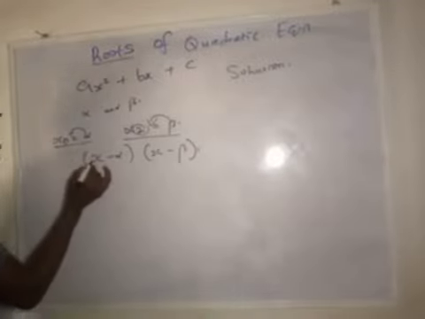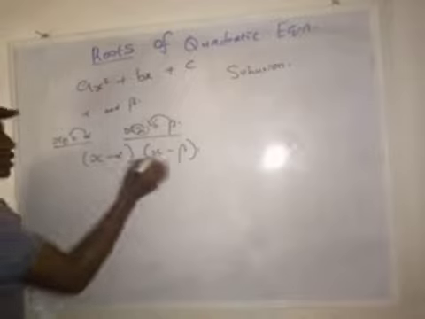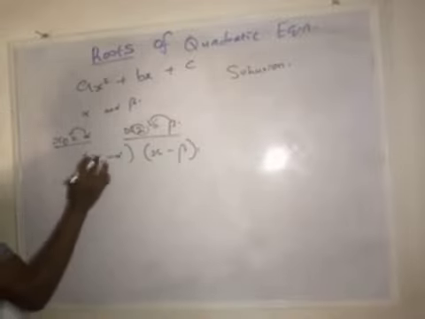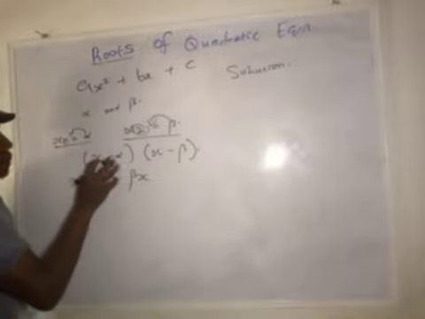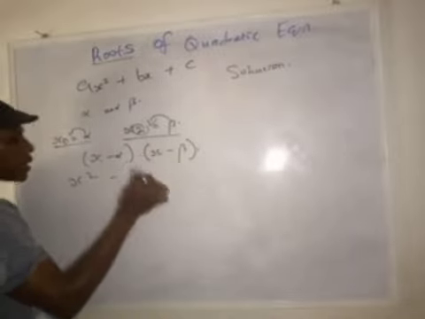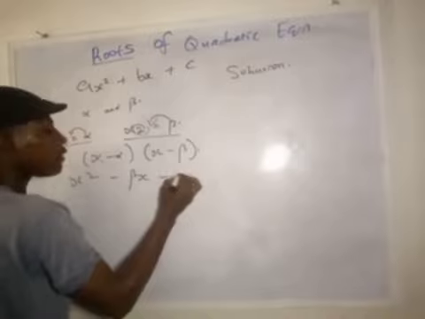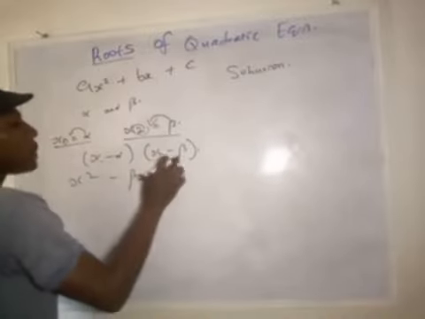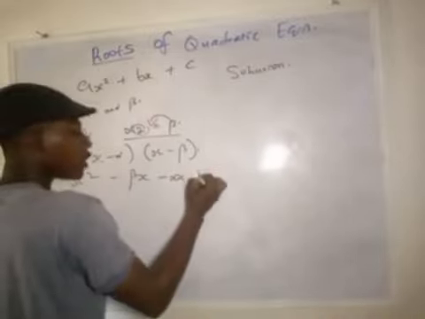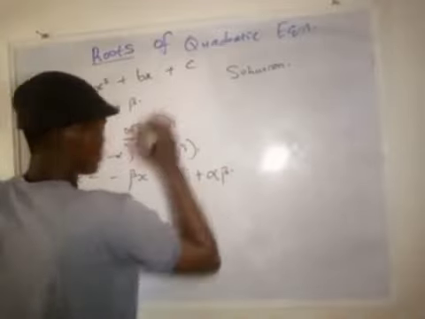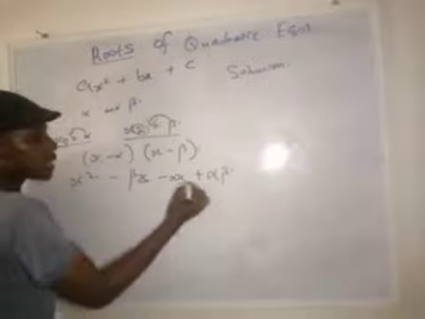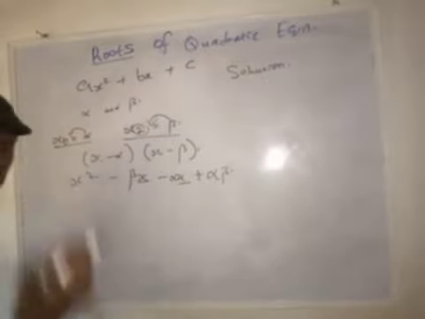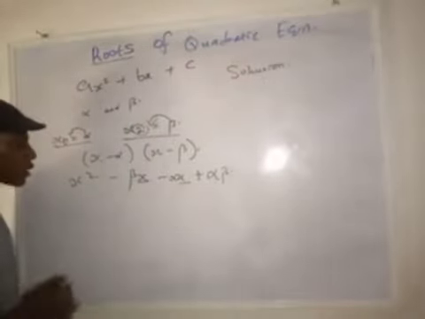Therefore, if we do something like this, let's multiply them together. X with this forms x squared, x with this forms minus beta x, minus alpha multiplied by x gives us minus alpha x, and minus alpha multiplied by minus beta gives us plus alpha beta. Now you can see that the x terms are common factors.